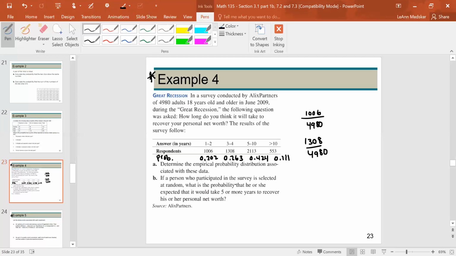So if a person who participated in the survey is selected at random, what is the probability that he or she thought it would take 5 or more years to recover? That actually makes them fall into one of 2 different categories. They're either in the group that said 5 to 10 or the greater than 10 group. So we would add those 2 probabilities together since they are disjoint. They don't overlap with each other. People had different answers. So 0.424 plus 0.111, so about 53.5% of the population thought it would take that long to recover their net worth.